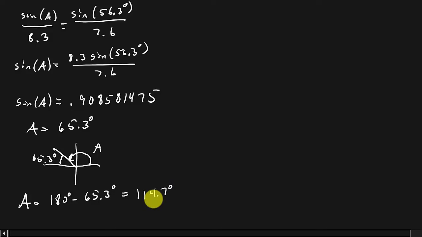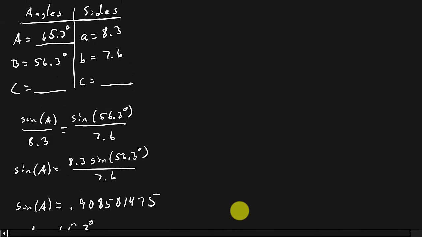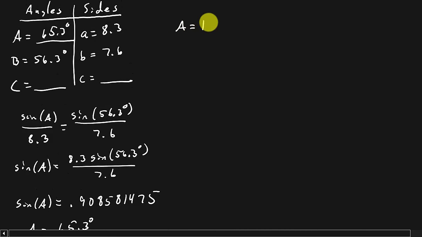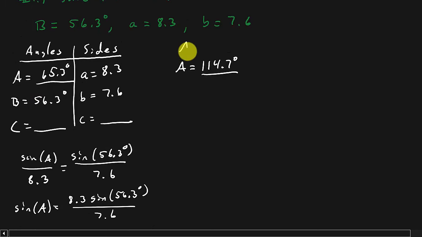So if we look at 114.7, is that going to work as an angle in our second triangle? Well, angle B was given. So if we take 114 plus 56, is that more than 180? No. So we've got two triangles. If we would have taken this angle plus the given angle here, and that was more than 180, then there's not two triangles. Okay? So we have to make a second table.